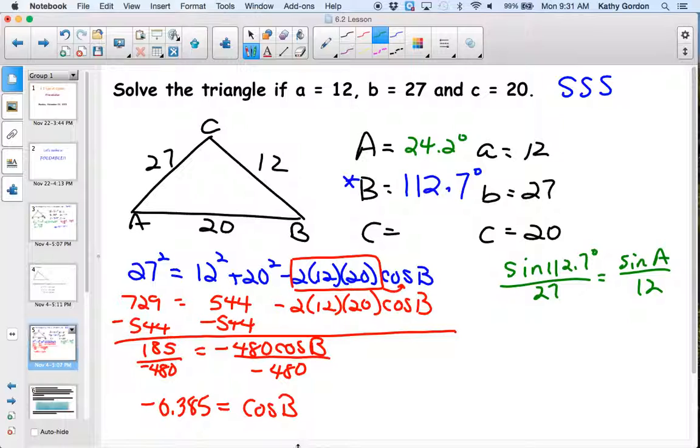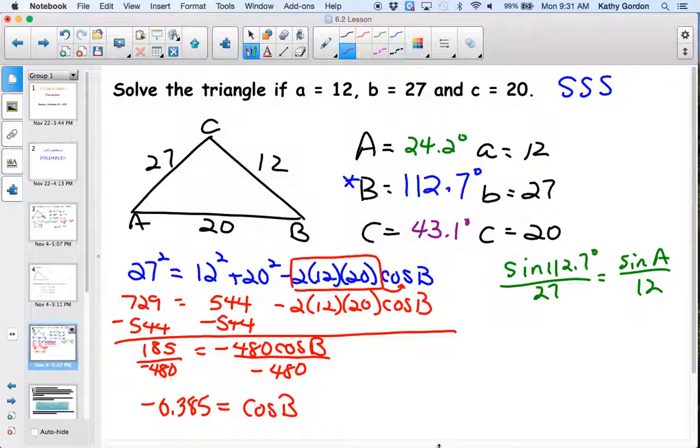And then finally, angle C should be what? How much? 43. Or 43.1 based on my calculations. Just depends on where you're rounding. And remember, as far as rounding, just keep it consistent. One or two places is fine. If you go one place, do everything one place. If you go two places, do everything two places.